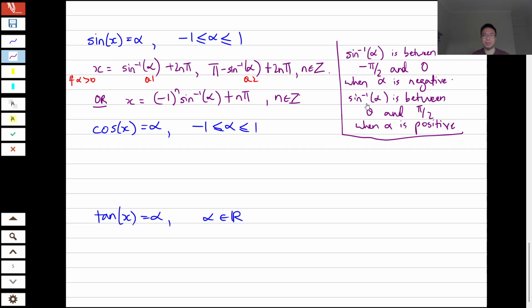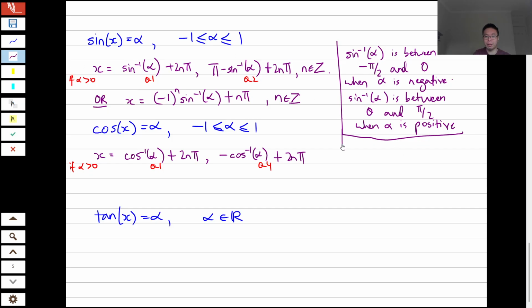Okay, let's do cosine next. So the family of solutions was, first we had the first quadrant, inverse cosine of alpha, and then add 2n pi. And then we also had the negative of that angle going in the other direction to an angle in the fourth quadrant, plus 2n pi. So again, I'm assuming this is quadrant 1 and quadrant 4 if alpha is positive.